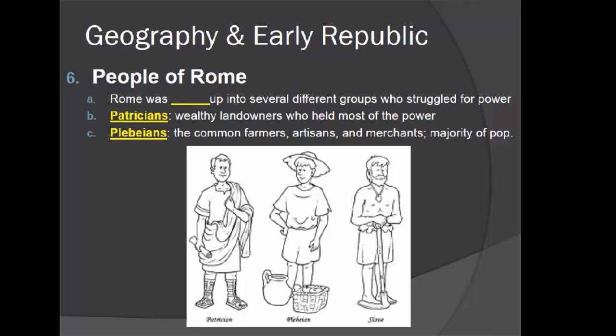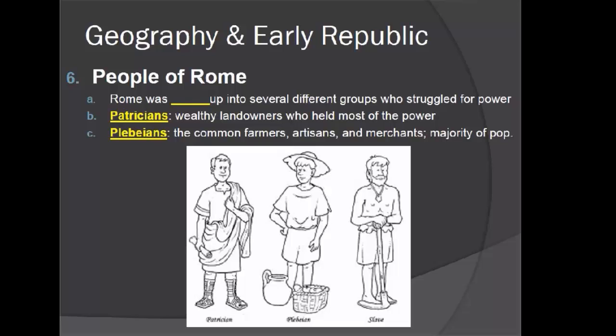So let's talk about the people. Rome was divided into several different groups who struggled for power. The two main groups are the patricians, who were wealthy landowners who held most of the power, and the plebeians, who were the common farmers, artisans, merchants, and were also the majority of the population. A third group, as the picture shows, are slaves. Slaves obviously were not considered citizens. They had no voting rights. They basically had no power at all.